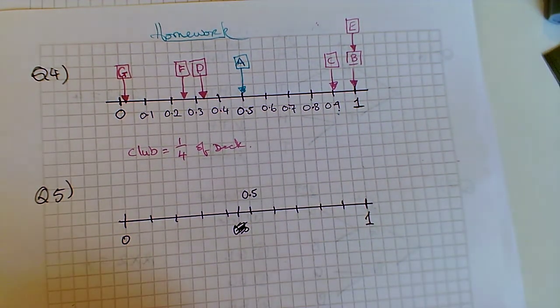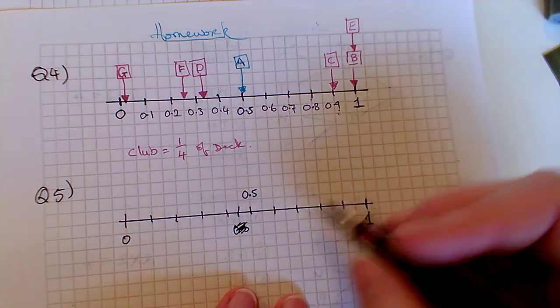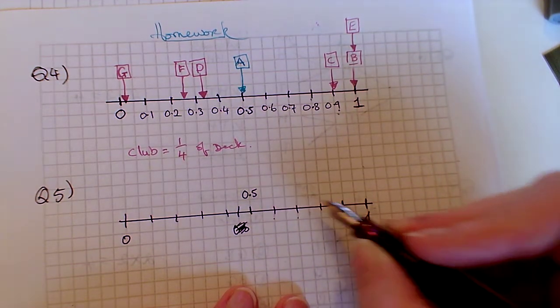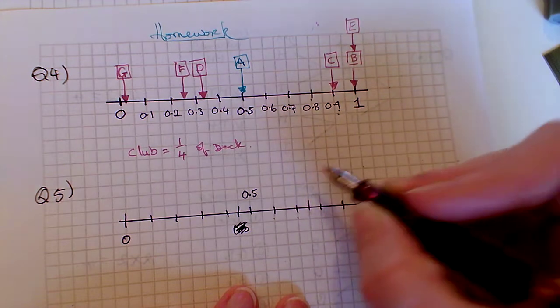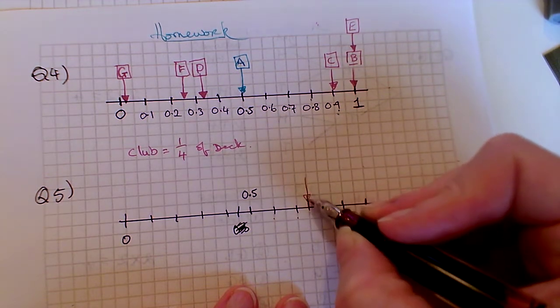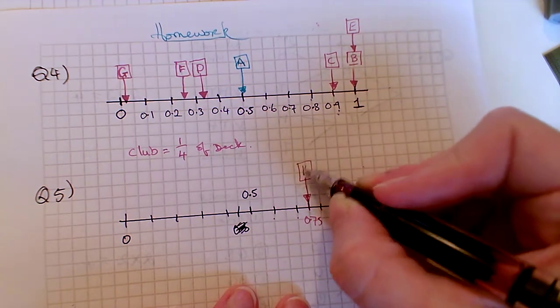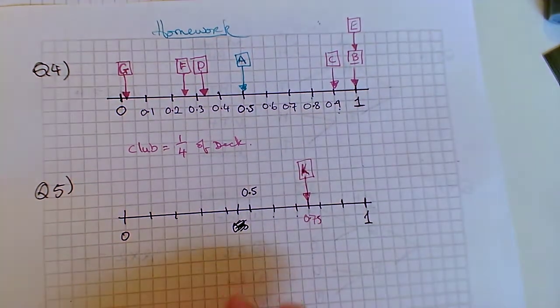So place the letters L to S in the correct position on the probability scale below. K has been done for us. So K has a probability of 3/4. We're going to fill that in here. 3/4, 0.6, 0.7, 0.75. So they filled in K here at 0.75. If it helps you, you can write in the number underneath as well.